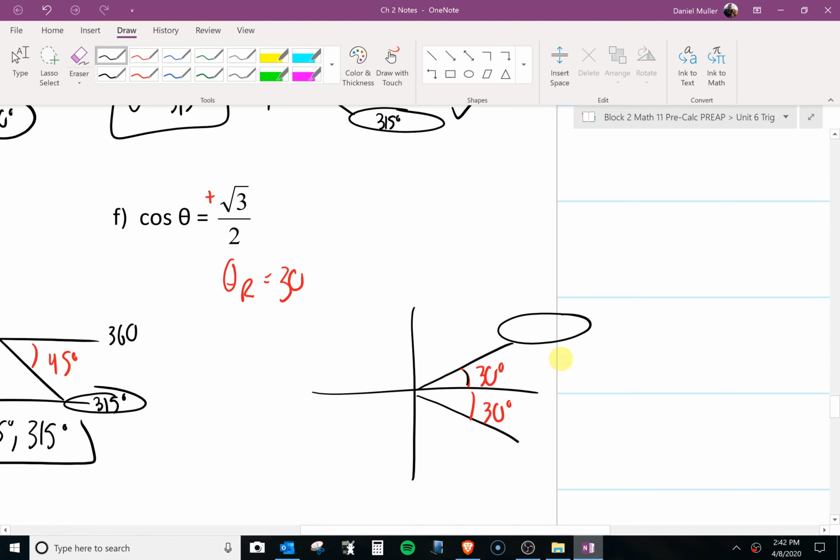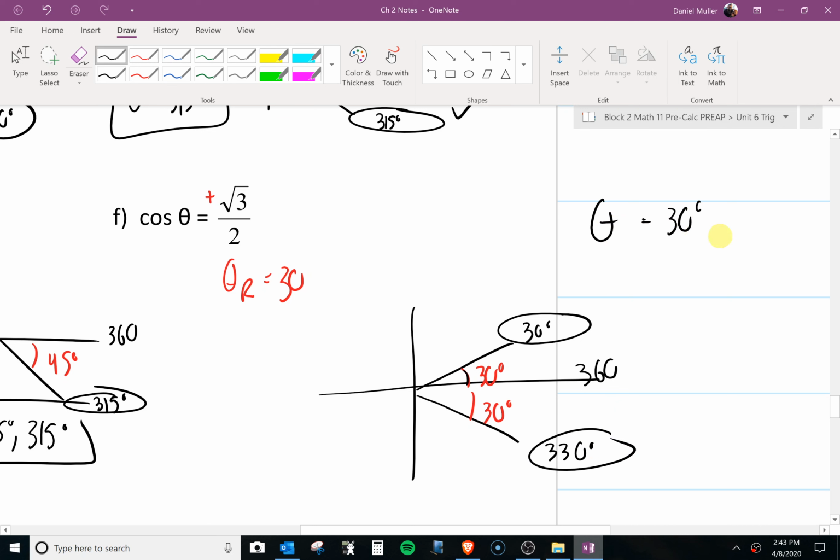What are these angles? Well, if I label this as 0 and I go up 30, then I'll be at 30. And because I'm in this bottom quadrant now, I'll label this as 360. And there's 30 below, so 360 less 30 is 330. Not 333, but 330 degrees. So I can say theta is equal to 30 degrees and 330.